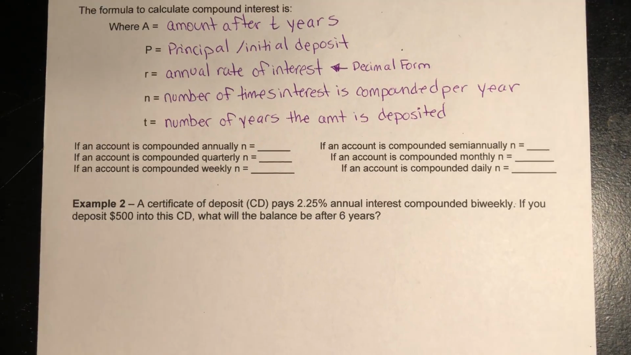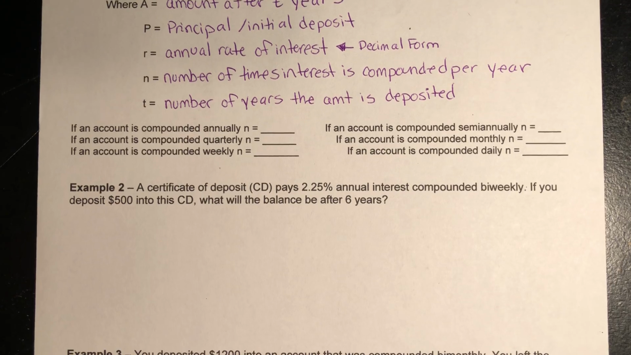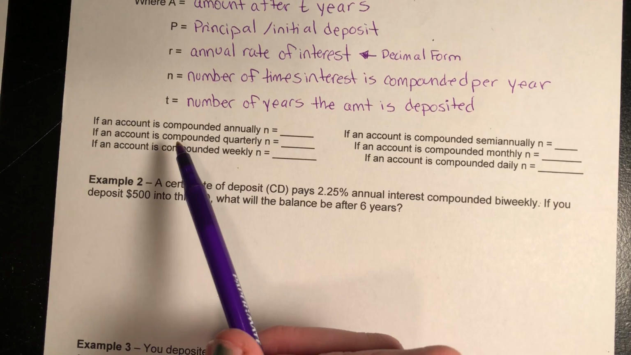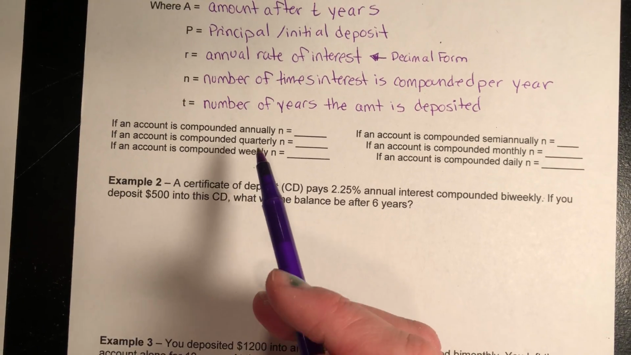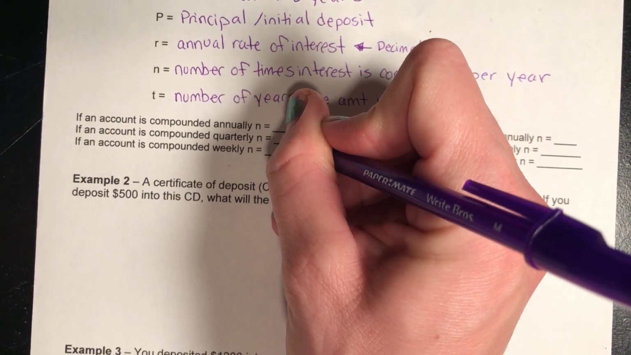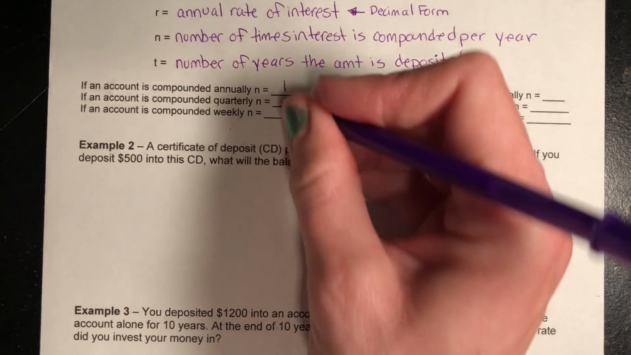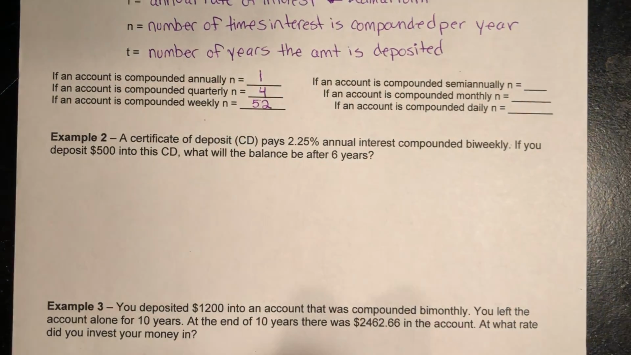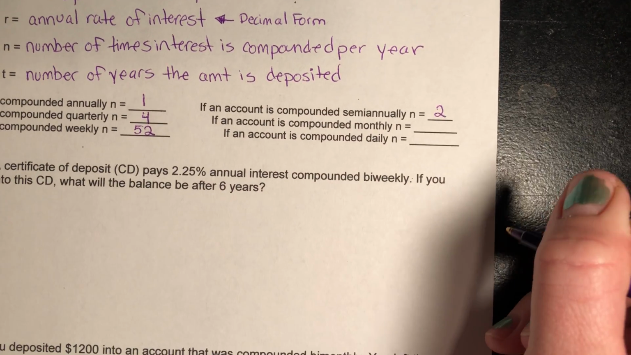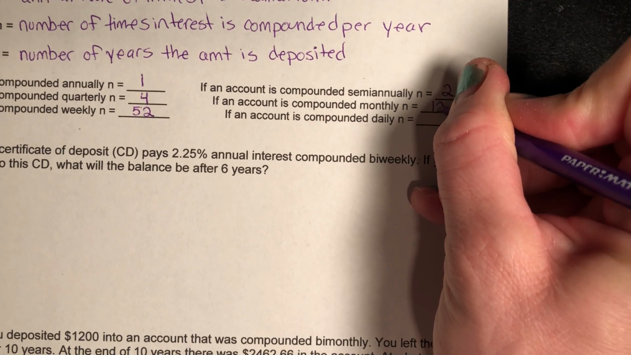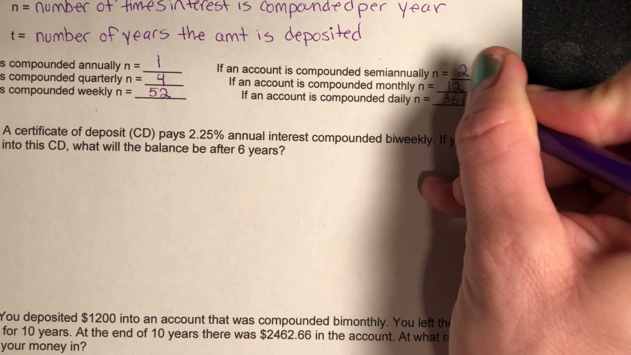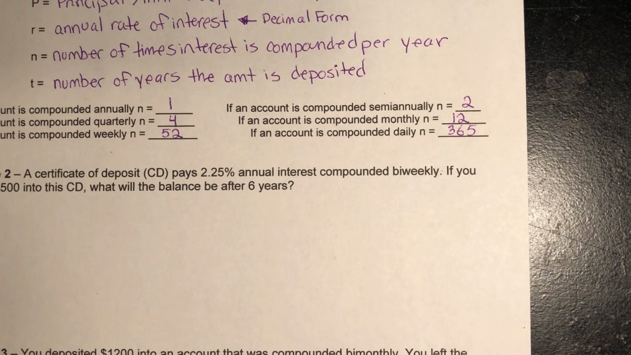To help you guys out, here are a couple of words that you might not be as familiar with. When we compound an account, or compound the interest, if an account is compounded annually, our N is going to be 1. If it is compounded quarterly, our N is going to be 4. If it's compounded weekly, there are 52 weeks in a year. If it is compounded semi-annually, twice a year. If it is compounded monthly, there are 12 months in a year. If it is compounded daily, there are 365 days in a year, or as it seems in March or April.